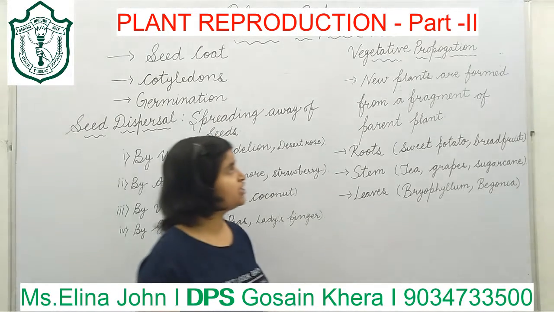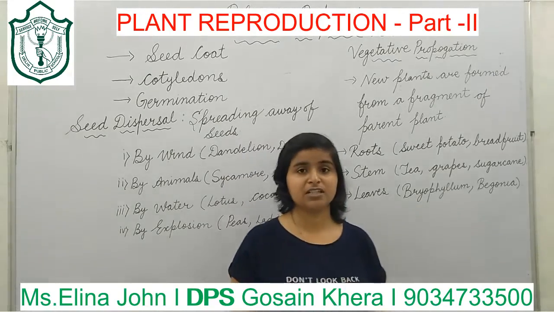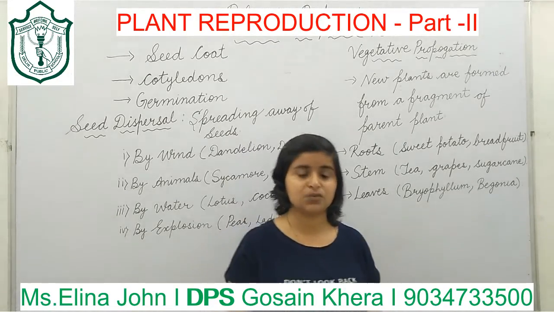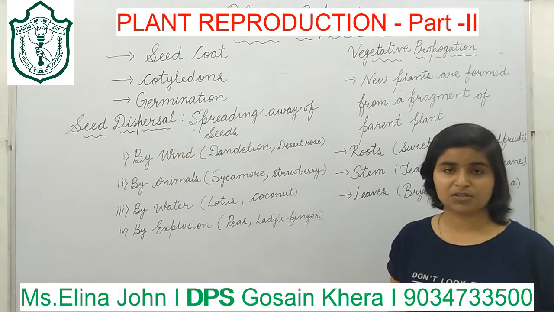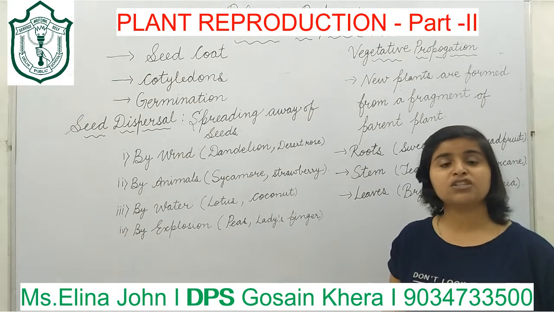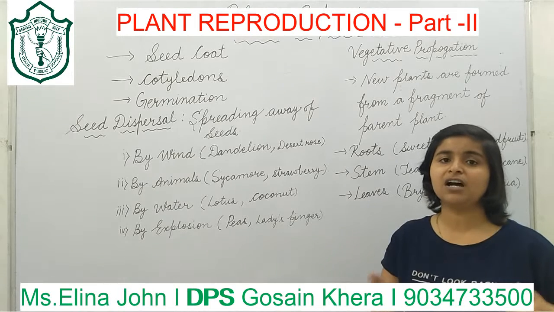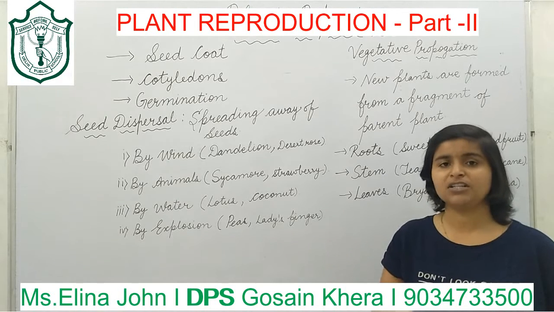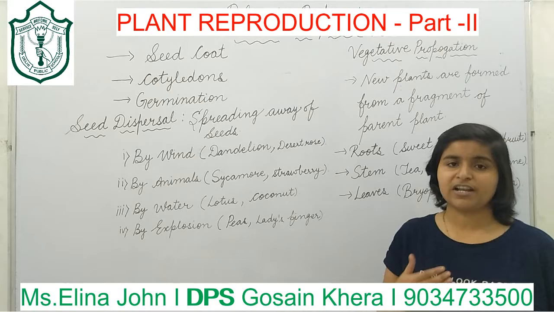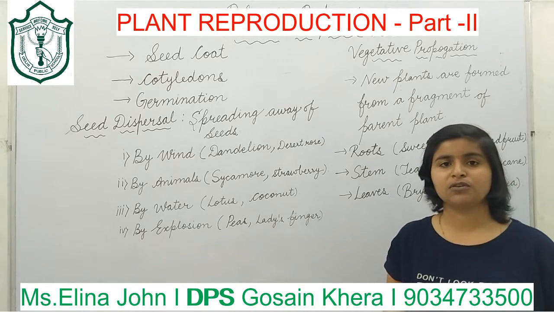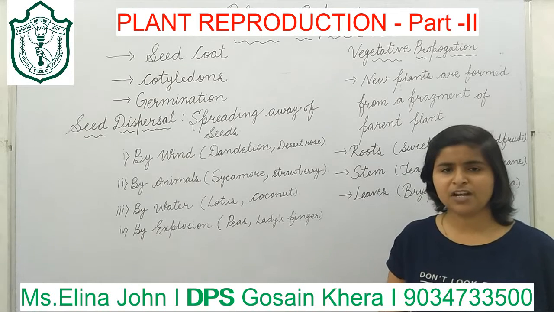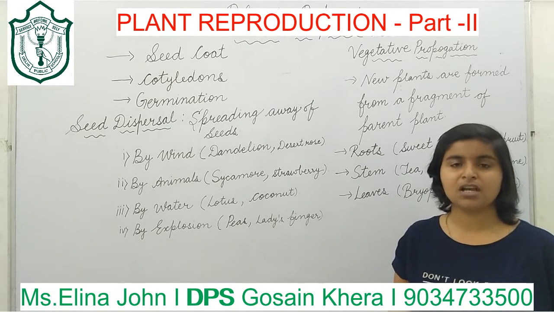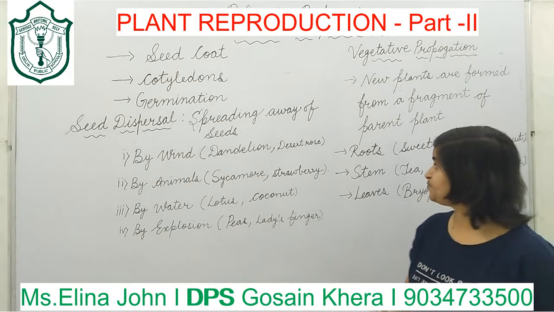Next is vegetative propagation. So dear students, first of all understand what vegetative propagation is. Vegetative propagation is a process of reproduction in which a new plant is formed from fragments of the parent plant. It is also known as vegetative reproduction, in which we use different parts of plant like roots, stems, leaves to grow a new plant.